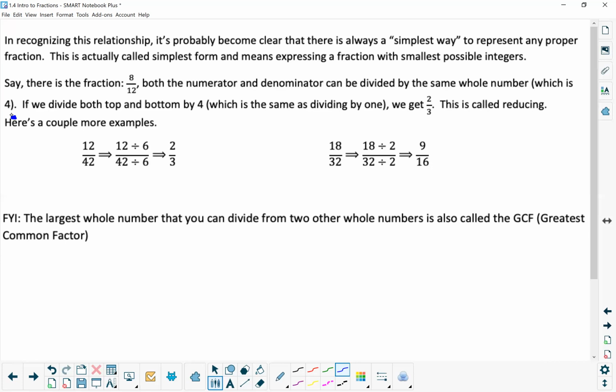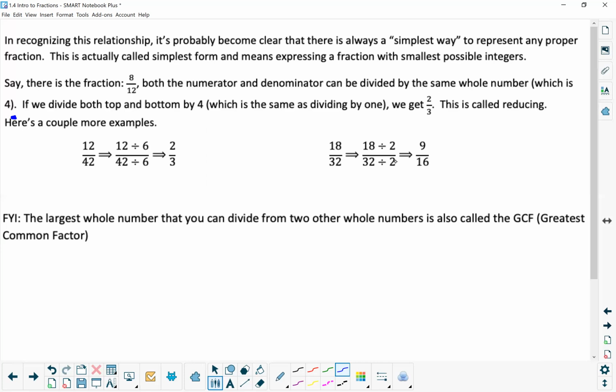Here are a couple more examples. 12 over 42. Both numbers are divisible by 6. So I take 12 divided by 6 is 2. 42 divided by 6 is 3. So 12 over 42 is the same as 2 over 3. 18 over 32. Both numbers are divisible by 2. Take 18 divided by 2, get 9. 32 divided by 2 is 16. So 9 over 16 and 18 over 32, equivalent fractions.